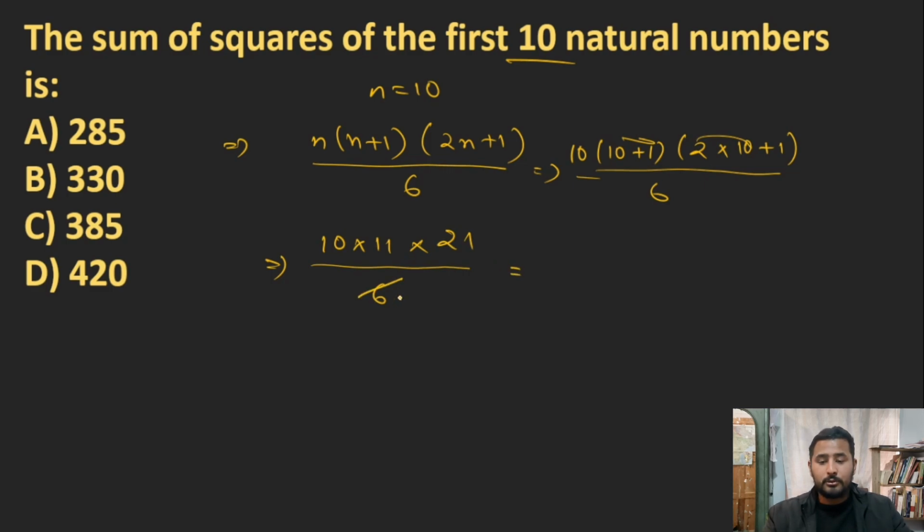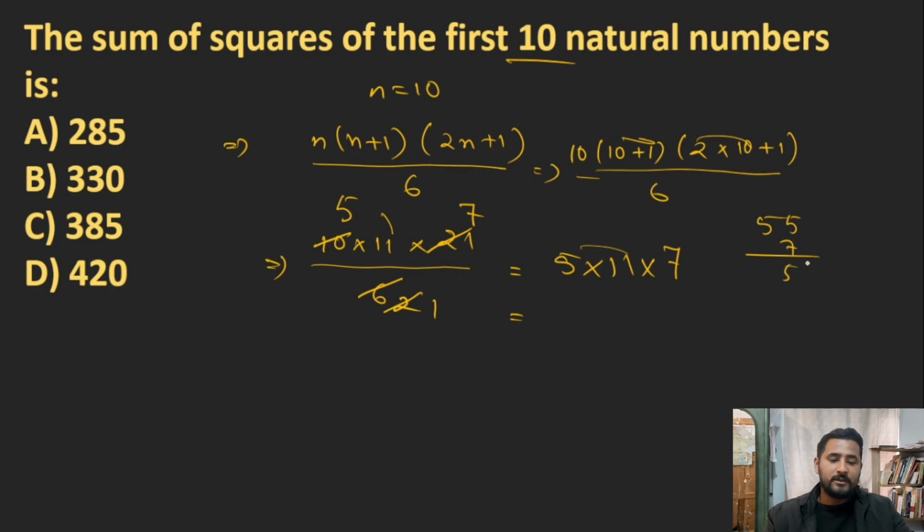Again you cancel. 2 3s are 6, 3 7s are 21, 2 5s are 10. So you get 5 into 11 into 7. Can you see? 5 into 11 is 55, into 7 will be how much? 7 5s are 35, carry 3. 7 5s are 35, 38, 385. So you'll get the answer as 385.